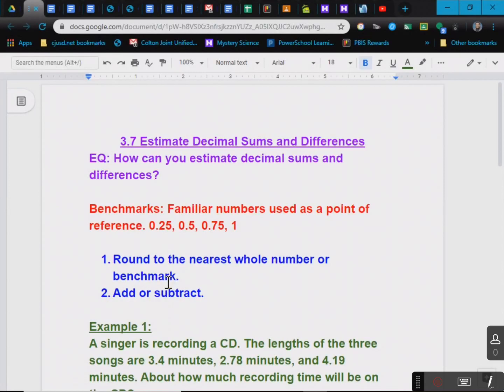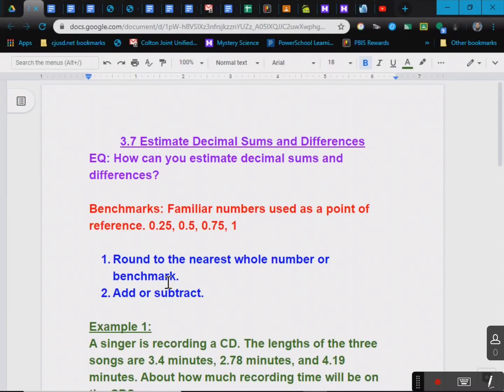Language of the discipline, which I need you guys to write down, is benchmarks. These are familiar numbers used as a point of reference. So like 0.25, 0.5, 0.75, 1, 1.25, 1.5, and so on and so forth. Those are numbers that you're going to want to use when you're rounding.